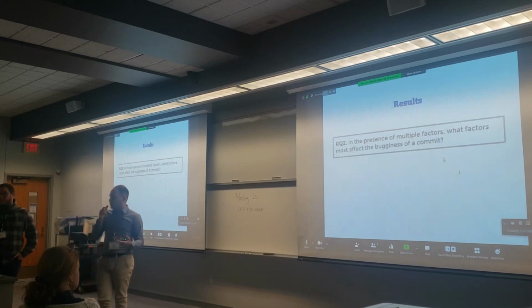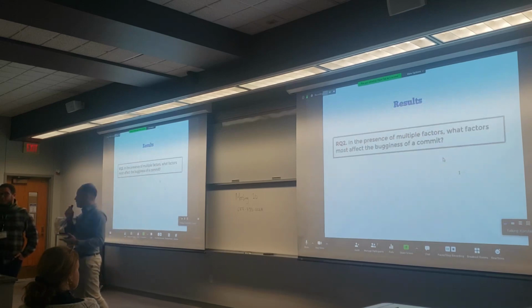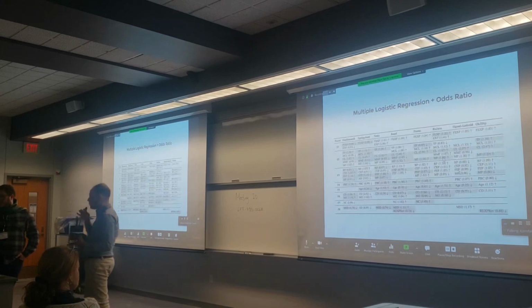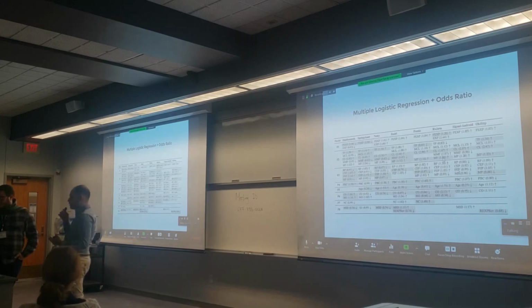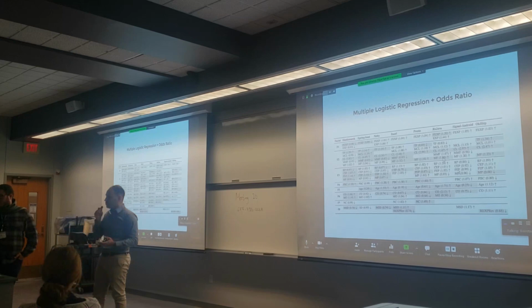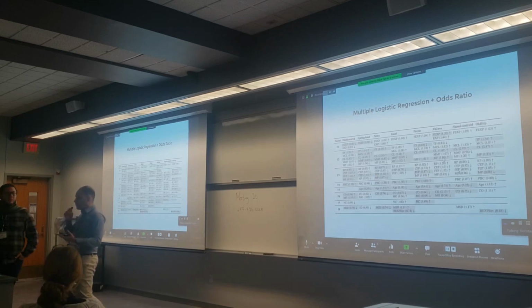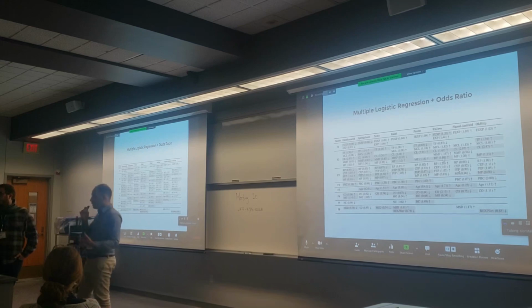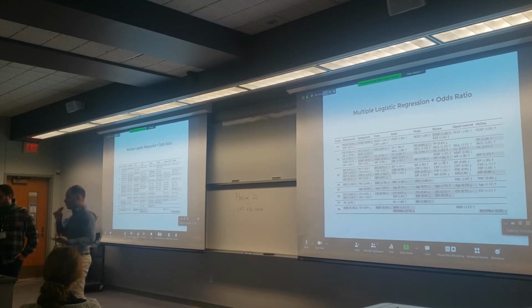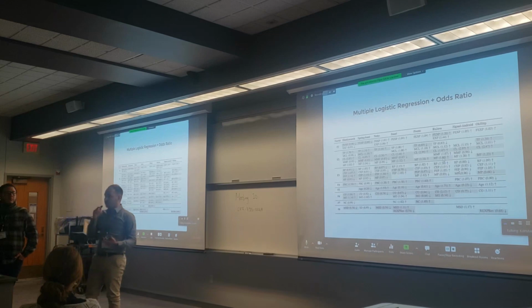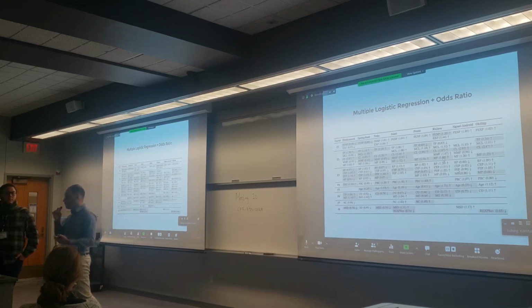Now on our second research question, we used multiple logistic regression analysis. We built a model for each one of the projects studied, and we used an odds ratio analysis to check the effect of the metrics in the model. An odds ratio bigger than 1 means a positive relation with commit bugginess, so there's a risk increasing effect. And an odds ratio smaller than 1 means a negative relation, what we call a risk decreasing effect.